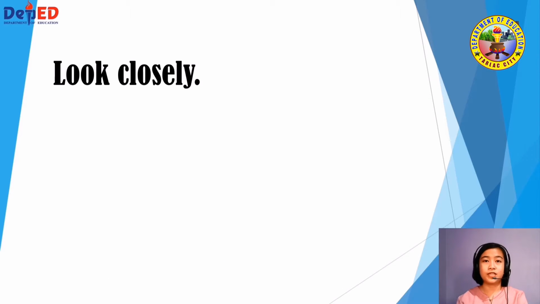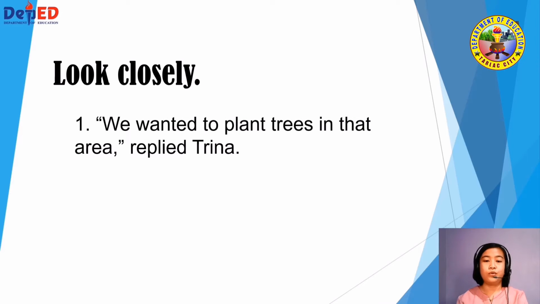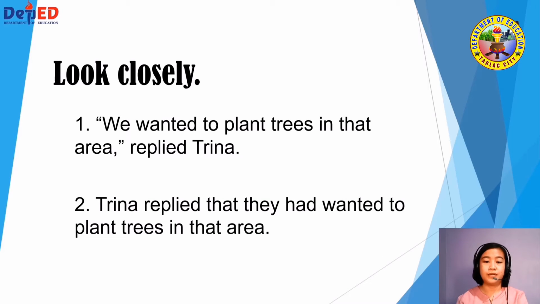Let's look at these two sentences closely. 1. "We wanted to plant trees in that area," replied Trina. 2. Trina replied that they had wanted to plant trees in that area. Which do you think is the direct speech and which one is the reported speech? Okay, number 1 is the direct speech because it is the original statement given by Trina. We will also know this with the use of quotation marks. Sentence number 2 is the reported speech because it's still the same content but without quoting the original statement given by Trina.